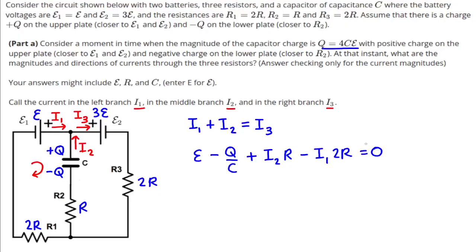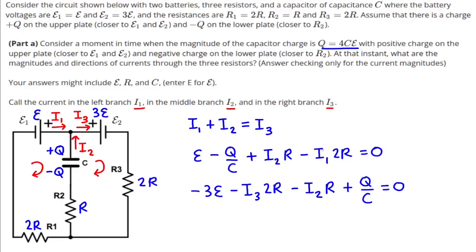And on the right hand side, let's also traverse this loop in a clockwise direction. So across the battery, there's a decrease in potential, so we have minus 3 epsilon. And across the resistor, there's a decrease in potential because we're going in the direction of the current, so we have minus I3 times 2R. And going across resistor 2, there's a decrease in electric potential because we're again going in the direction of the current, so we have minus I2 times R. And across the capacitor, there's an increase in electric potential, so we have plus Q over C. And that's equal to 0.